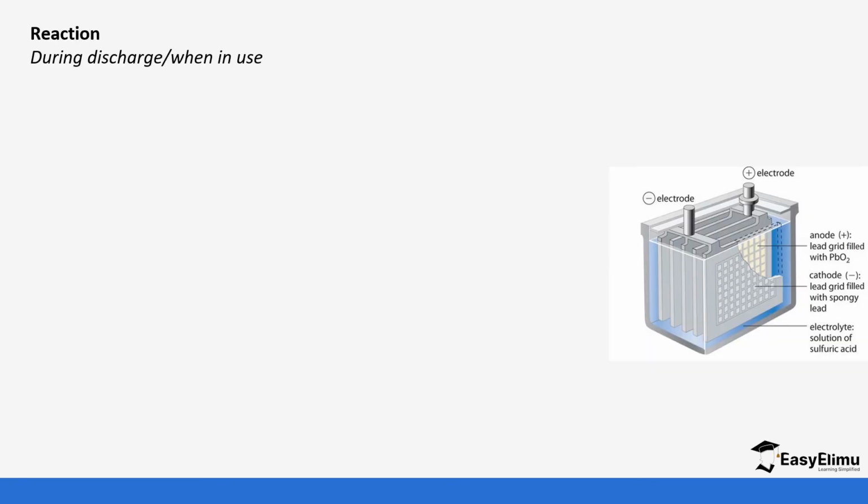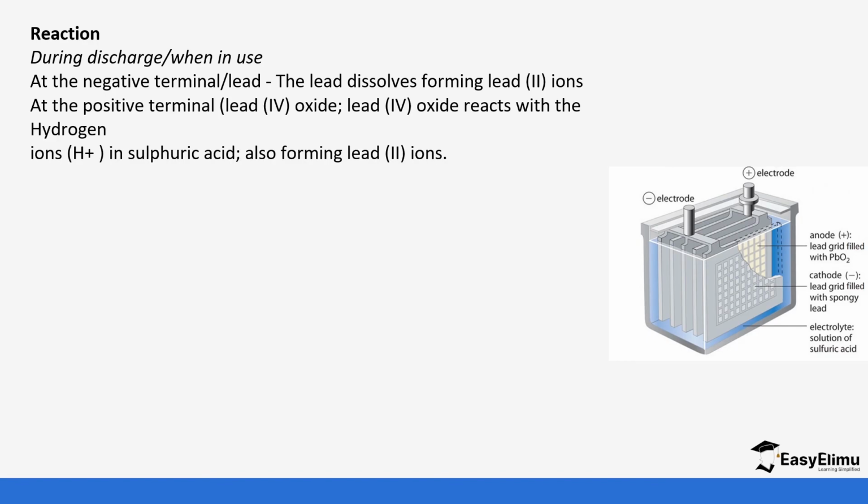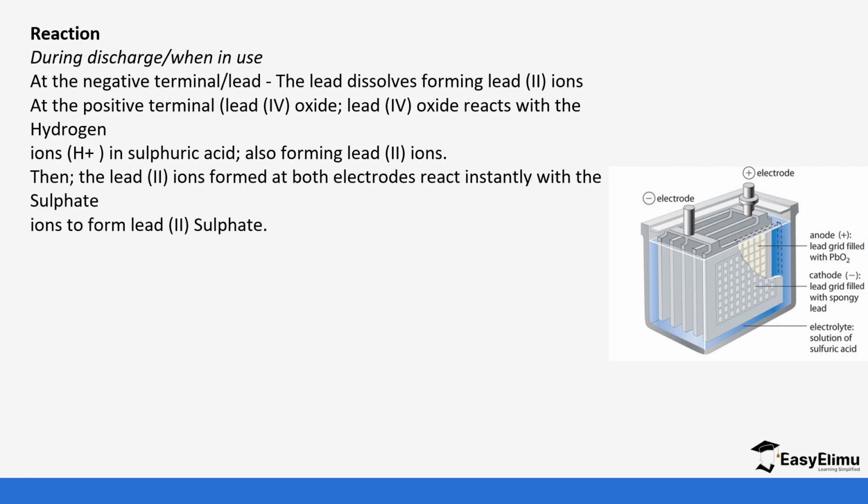So when you look at the reaction, we are looking at the discharging. So everything starts from the loss of electrons. So the lead dissolves, forming lead 2 ions, and then the lead 4 oxide reacts with the hydrogen ions in the sulfuric acid, also forming lead 2 ions. Then the lead 2 ions formed at both electrodes react with the sulfate ions to form lead 2 sulfate. So the insoluble lead sulfate usually adheres to the electrode.